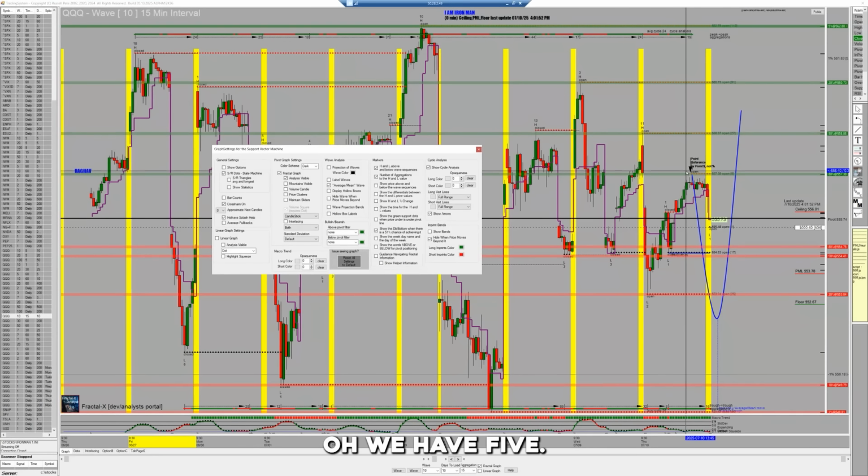So that's saying, oh, we have five. We can expect five more highs before a reversal. Yeah, six more highs before reversal. That is what it does. That is what the cycle analysis is about.